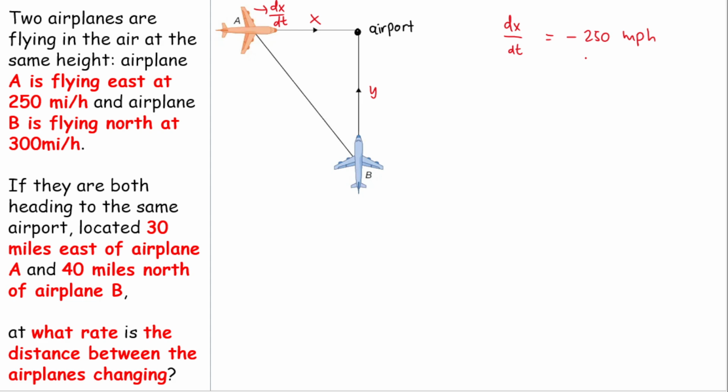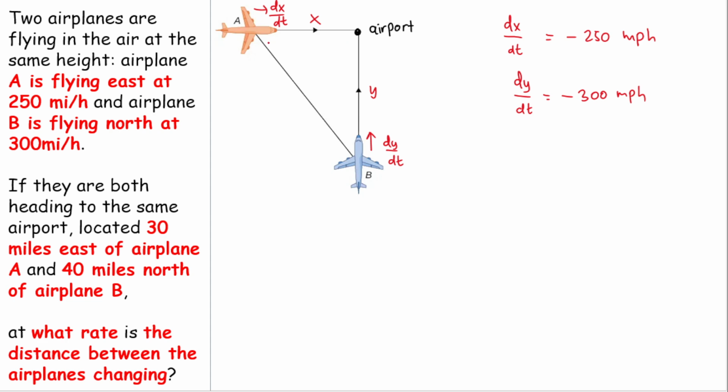Good. And then airplane B is flying north at 300 miles per hour. So that is the speed of airplane B approaching the airport, which is dy/dt. And that dy/dt is what? Minus 300 miles per hour. Why minus? Because the distance y will be decreasing, because plane B is approaching the airport.